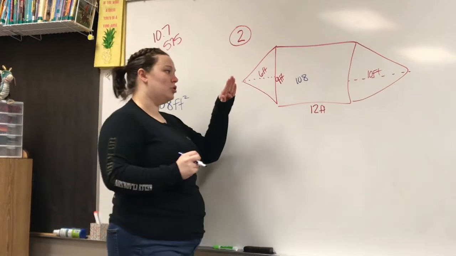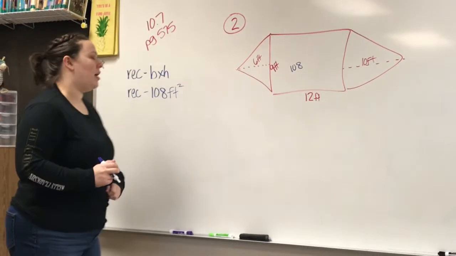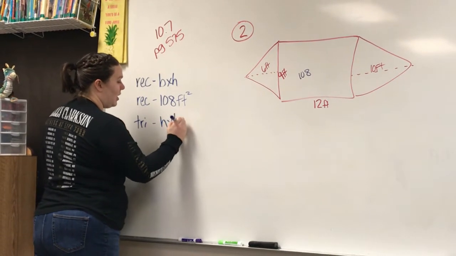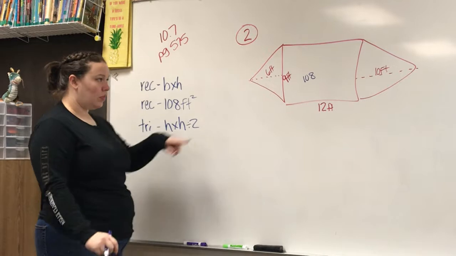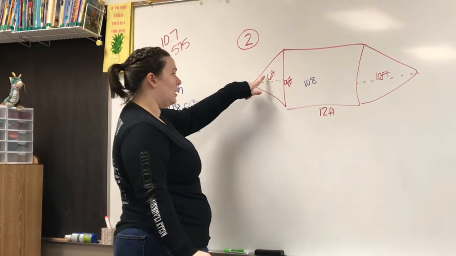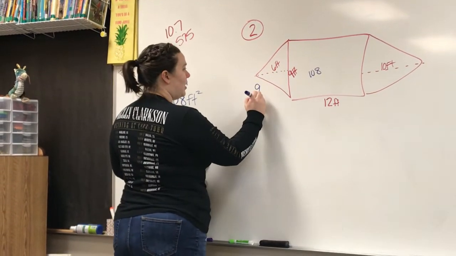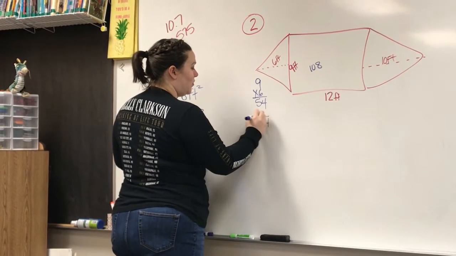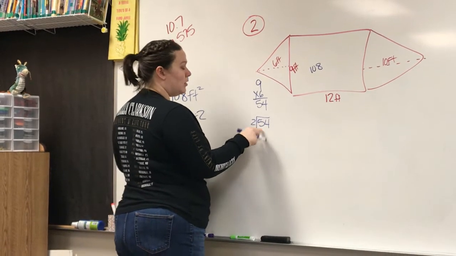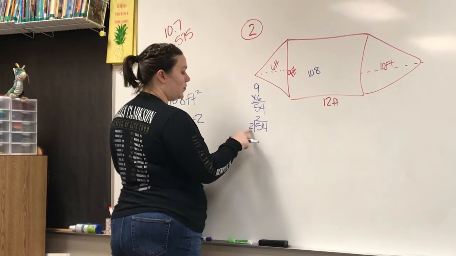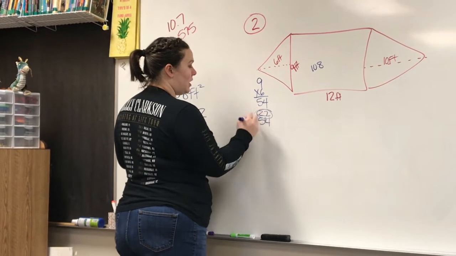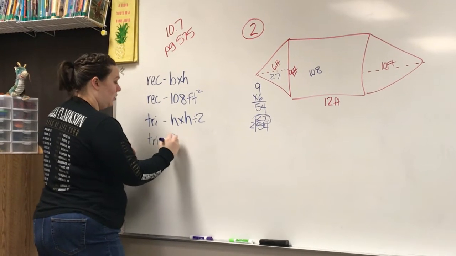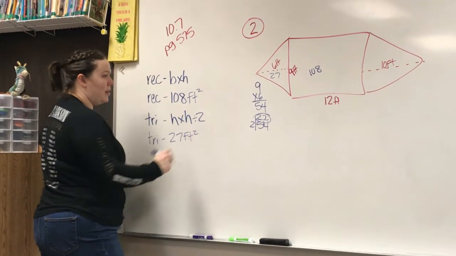Okay, now we got to move on to the triangle. How do we find the area of a triangle? A triangle is base times height divided by 2. This base is 9 and the height is 6. So 9 times 6 is 54. Then you have to divide that by 2. 54 divided by 2. 2 can fit into 5 twice with 1 left over. 2 can fit into 14 7 times. So this area is 27. That triangle area is 27 feet squared.